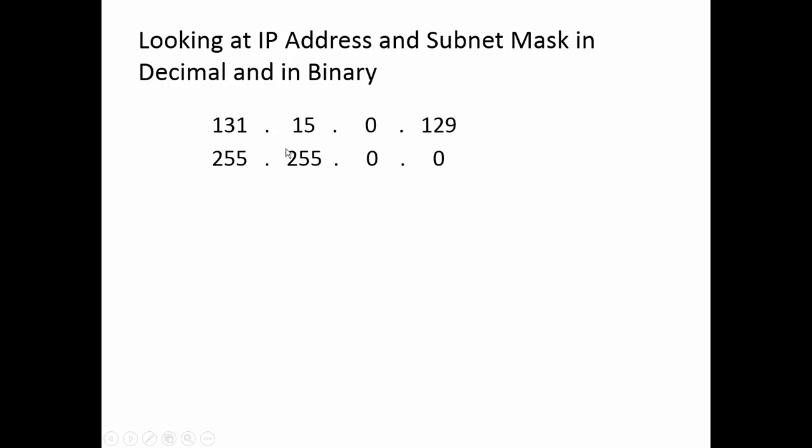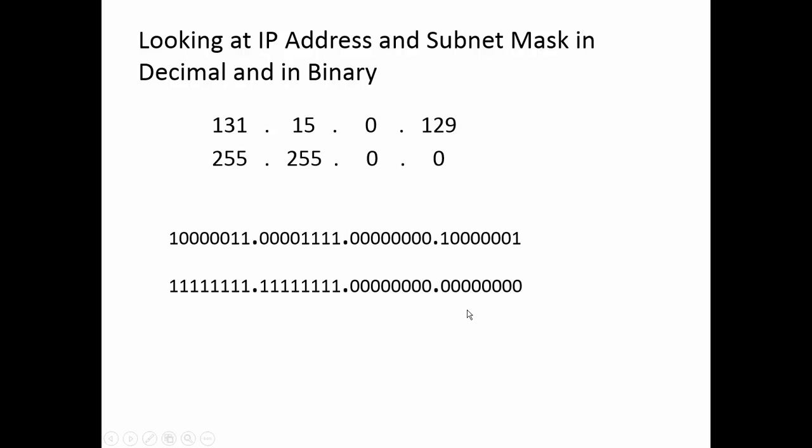Now, let's look at the IP address and subnet mask in decimal and in binary. Now, this is the way we usually look at an IP address and subnet mask. The IP address is 131.15.0.129, and the subnet mask is 255.255.0.0. But here is how the computer sees it. The computer sees it in binary. This string of 32 bits represents the IP address. The first octet is 131. The next octet represents 15. The next octet represents 0. And the last octet represents 129.